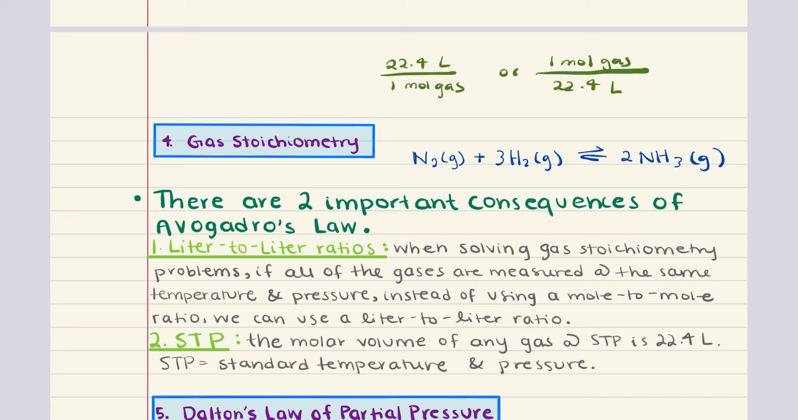Now, you must be careful when you apply these conversion factors. Keep in mind that 22.4 liters per mole only applies to gases. Again, not for liquids and not for solids. In addition, 22.4 liters per mole only applies when a gas is measured at 273 Kelvin and 1 atmosphere. So that is our fourth objective.